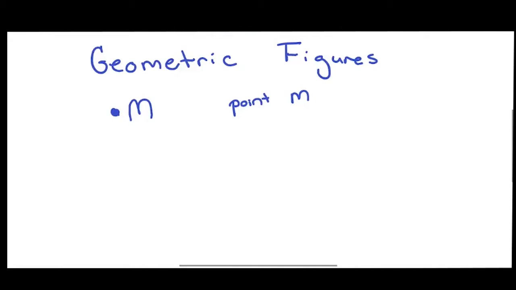The next geometric figure we're going to talk about is the line. Here I have line XY. A line is made up of infinitely many points and it extends forever in both directions. So you would say that this is line XY, or you could also say line YX.